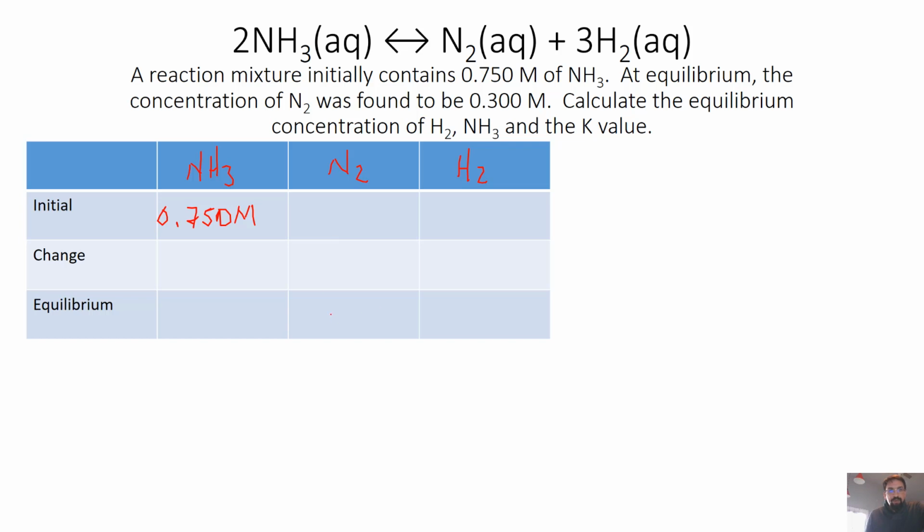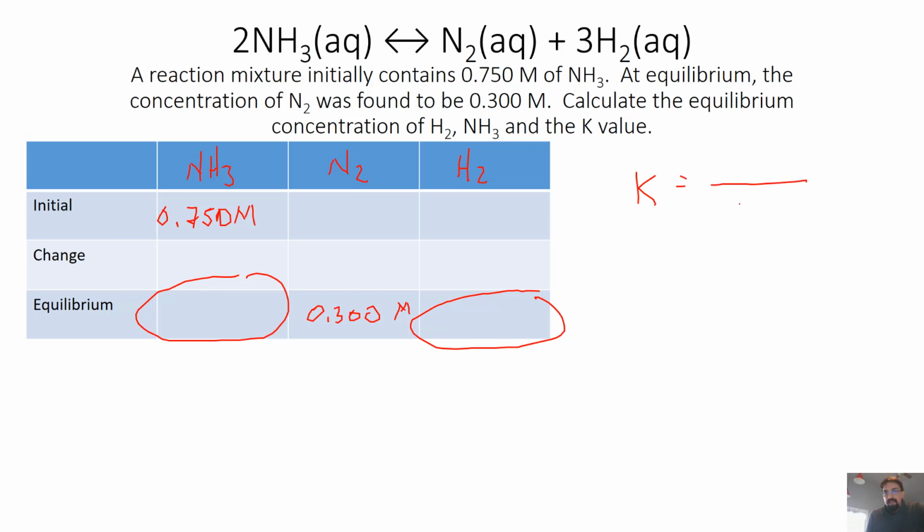At equilibrium, we've got an N2 concentration of 0.300 molar. They ask us to calculate the equilibrium concentration of NH3, of H2, and they're also asking us to find what the K value is in this case. Since the reaction is actually flipped, that means that the concentration of NH3 winds up on the bottom this time, being squared, of course, and that the concentration of nitrogen is at the top, along with the concentration of hydrogen, which is cubed.